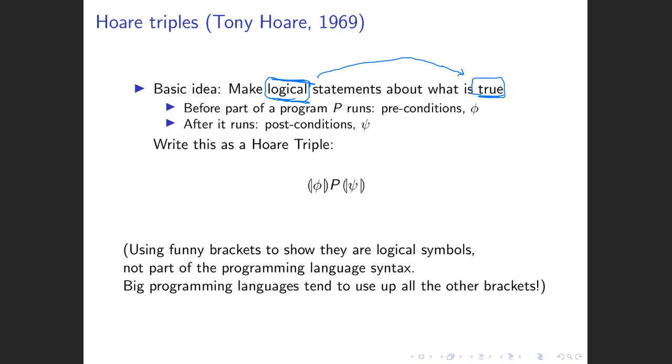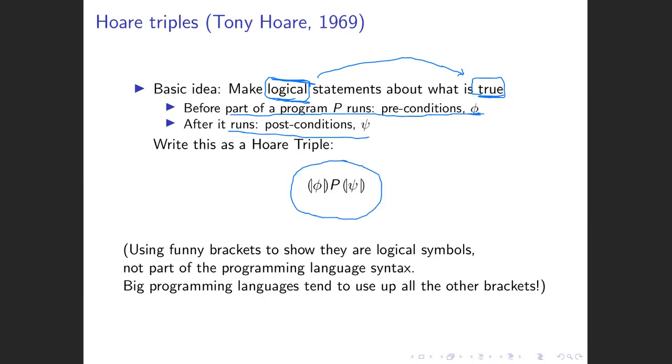At the very least then, we're going to make two sets of these statements. We're going to make some statements about what is true before your program runs, and these are called preconditions, here written as phi. And we're going to make some statements about what is true after your program has run, called the postconditions, or psi. And in general, we're going to notate them like this.